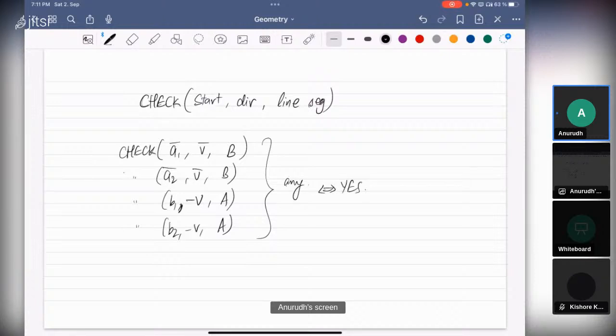So if any one of these fits, can I show what the code looks like? Yeah, I think it would make sense. I'm just thinking what is the quickest way.